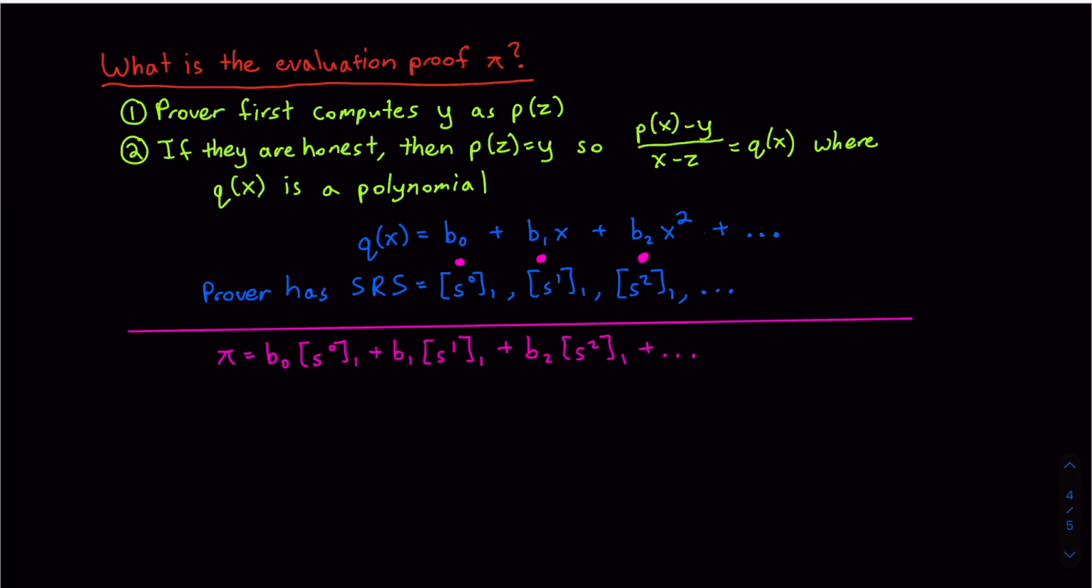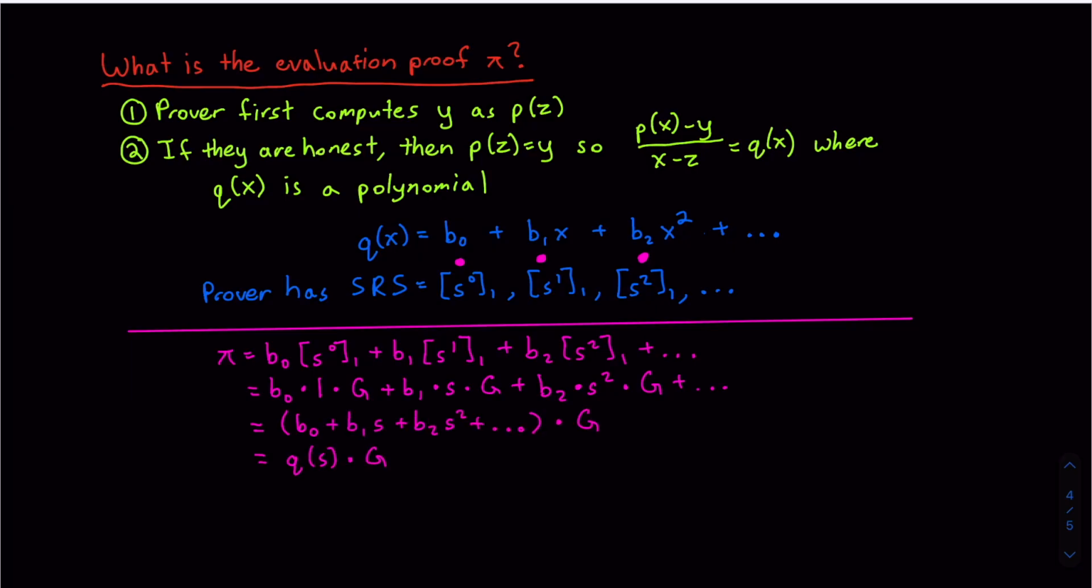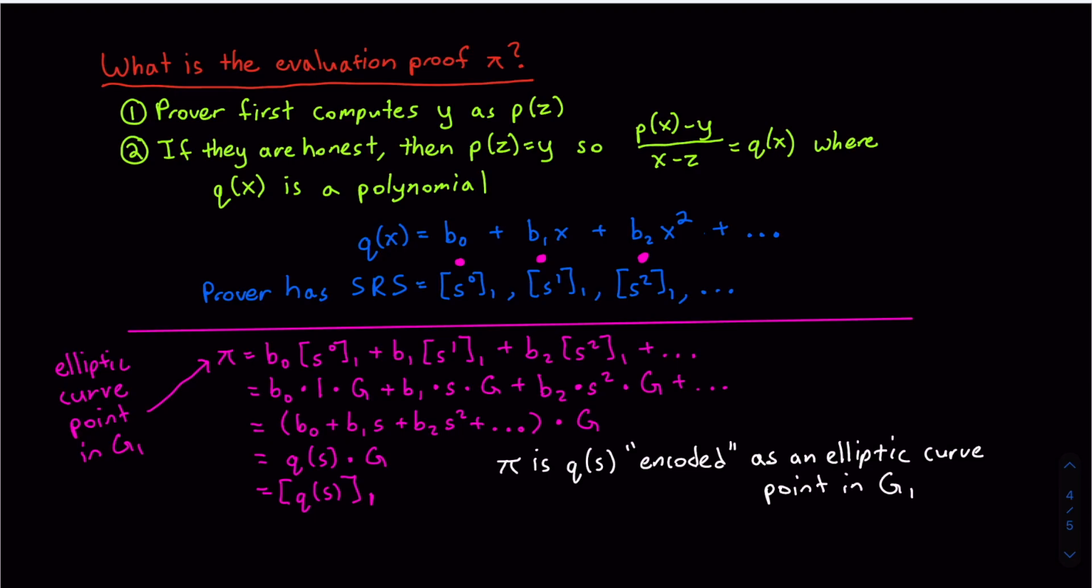To see what this really represents, let's expand it out. We can see that pi is actually equal to q of s times g. We can write it as q of s sub 1 to make it extra clear. This is really cool because again, the prover doesn't know s, yet they've effectively evaluated q of x at the point s and pushed that value into a single elliptic curve point, pi, which will serve as the evaluation proof. And thanks to the hardness of the discrete log problem, given only pi and g, no one can recover the value of q of s itself.